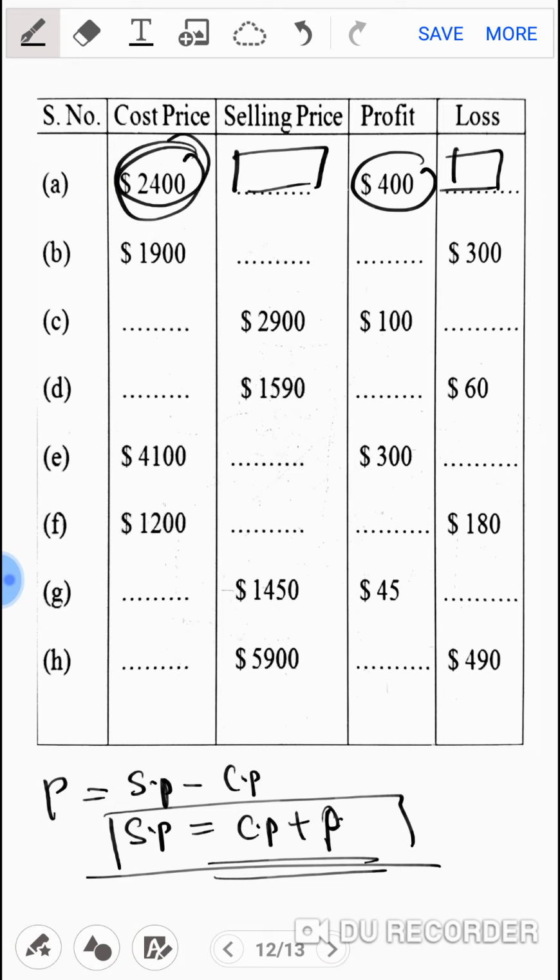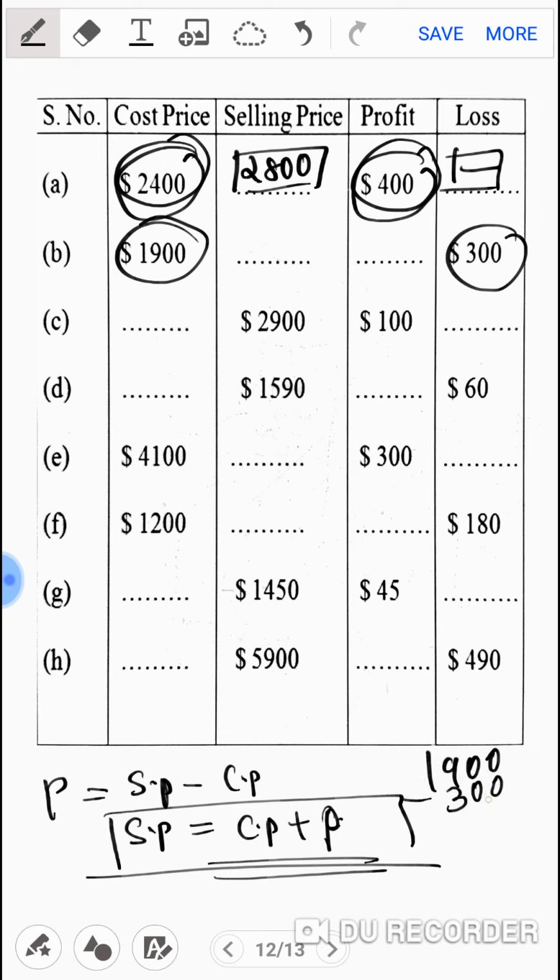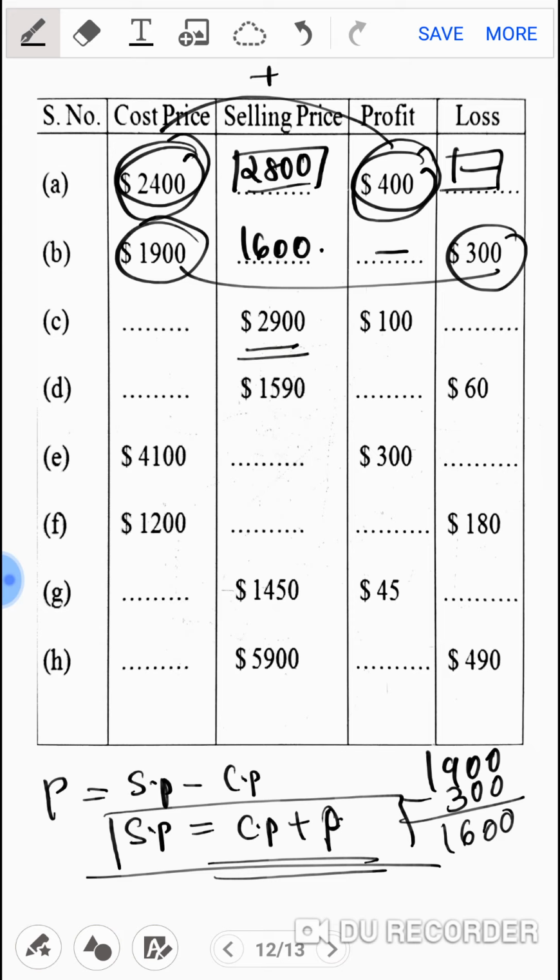So you have cost price 2400 and for 400 you earned profit. So that is 2800. In the loss column, just put a blank. Keep it blank. Next, cost price is 1900 and loss is 300. So naturally, loss you will subtract from cost price to get the selling price. So 1900 minus 300 will be 1600. So 1600 will be your selling price. Whenever you have profit, add to CP. Whenever you have loss, subtract from CP. Clear?